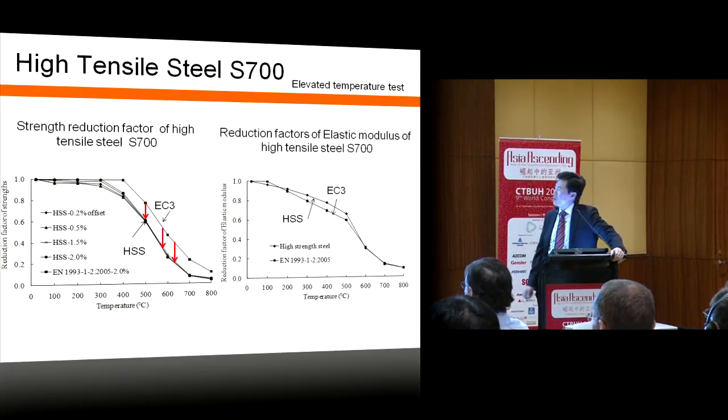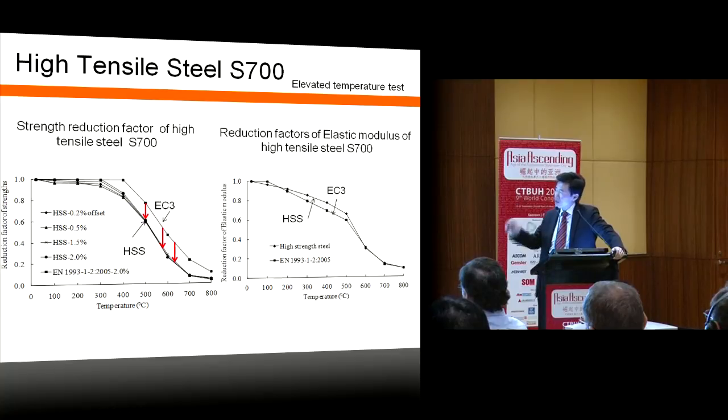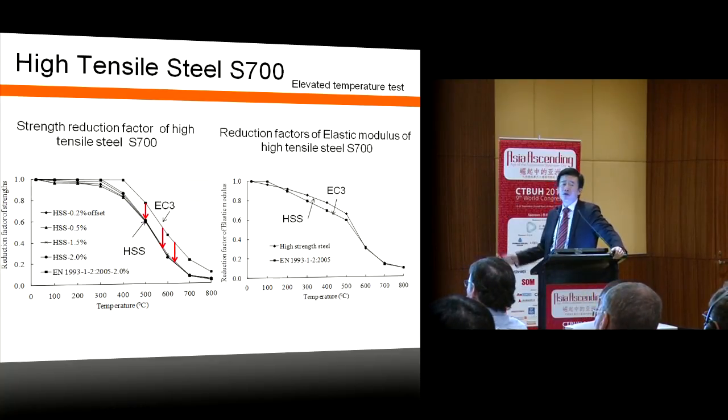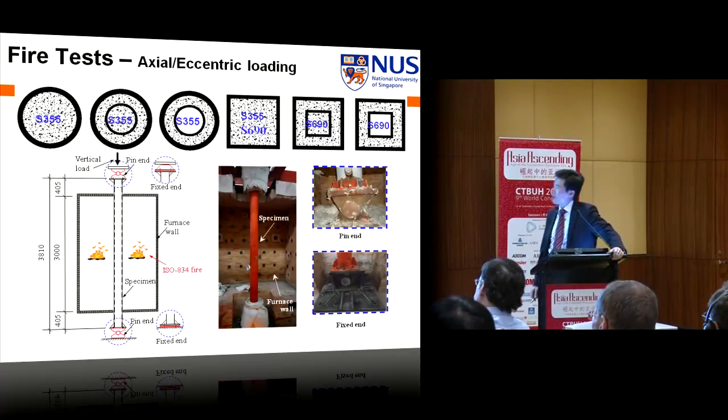Right, you can see that. But in terms of stiffness, the reduction in stiffness behaves as a normal steel. Only the strength has some degree of drop compared to the normal strength steel. So you've got to be very careful when you use the ultra high strength steel.